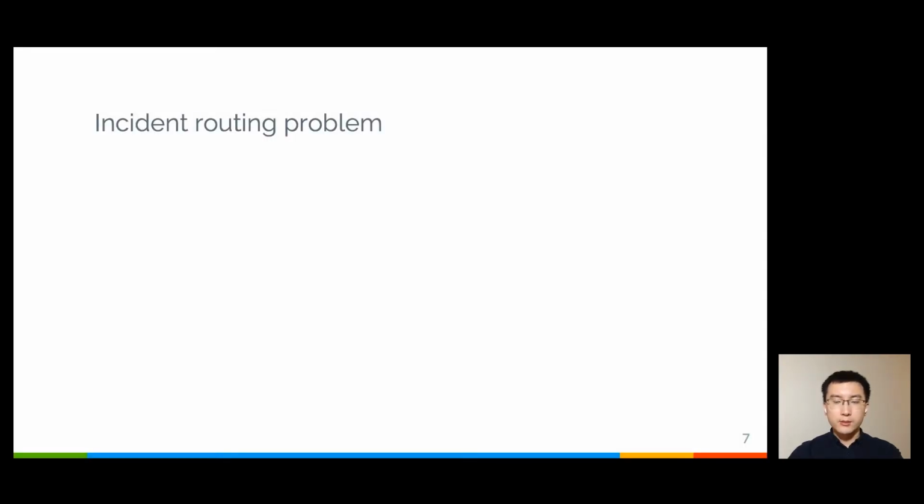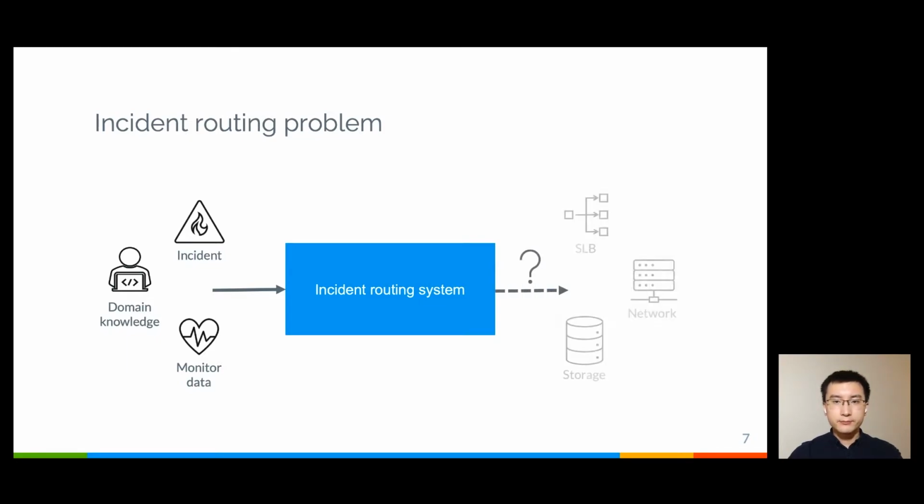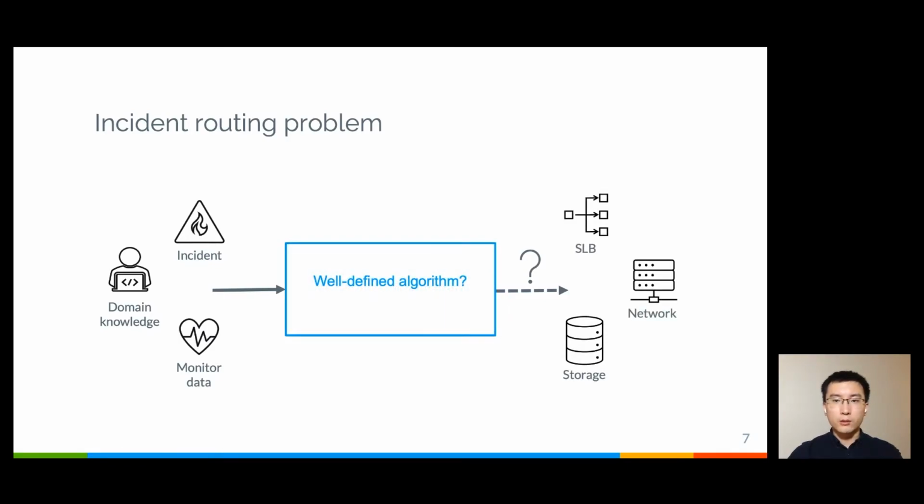Let's revisit our incident routing problem. We want to build an incident routing system that, when an incident happens, can summarize the engineers' domain knowledge and other resources, such as the monitoring data, and send the incident to the correct team. Our first idea may be to build a principled algorithm based on well-known rules and conditions over the set of inputs, but this can be extremely difficult given the multitude of teams, the magnitude of the data, and the diverse nature of the problems that occur in practice.